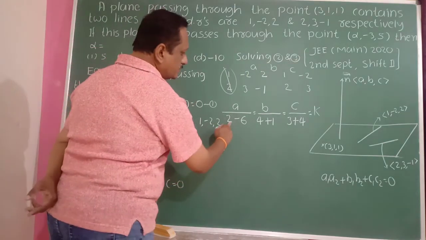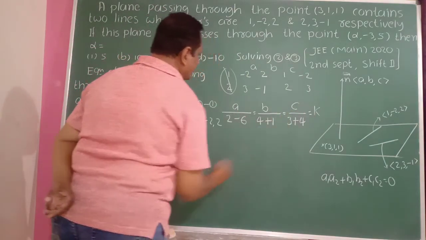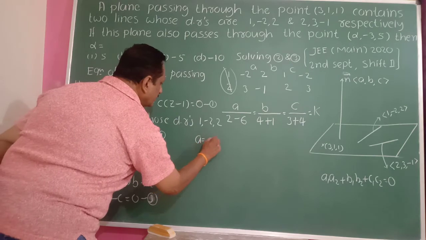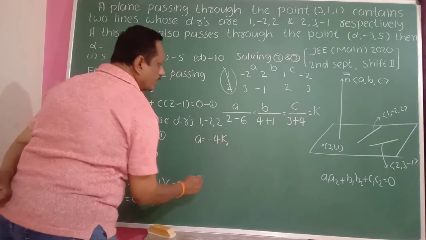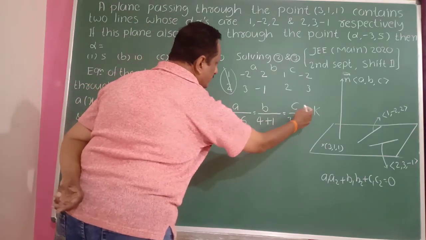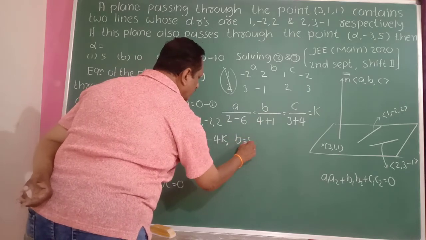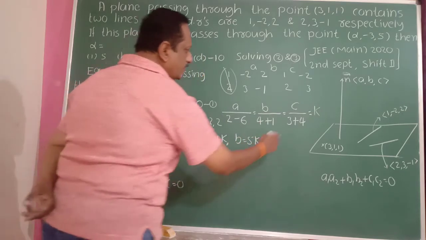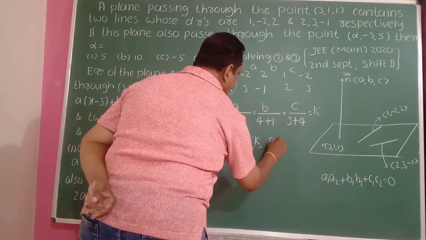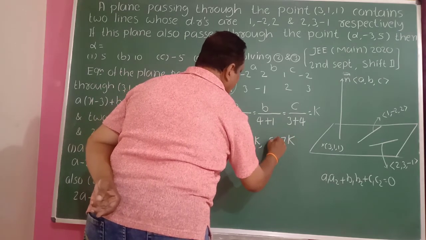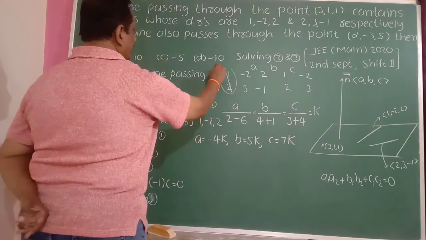2 minus 6 is minus 4. Minus 4 into K, minus 4K. Therefore, A is equal to minus 4K. 4 plus 1 is 5. Take 5 this side here. So, B is equal to 5K. 3 plus 4 is 7. Take 7 this side here. So, C is equal to 7K.